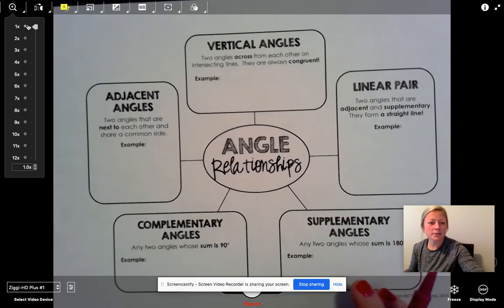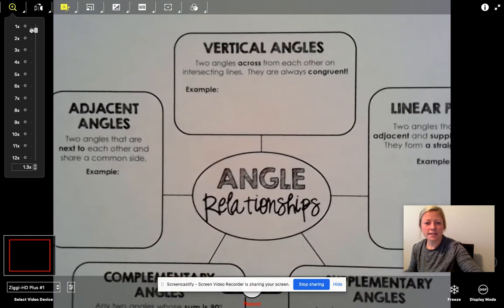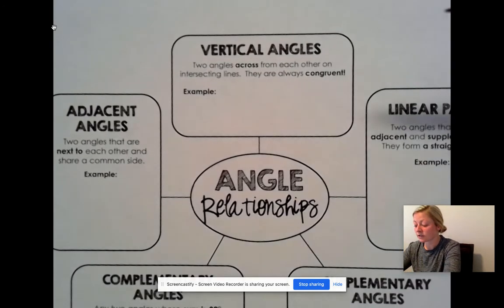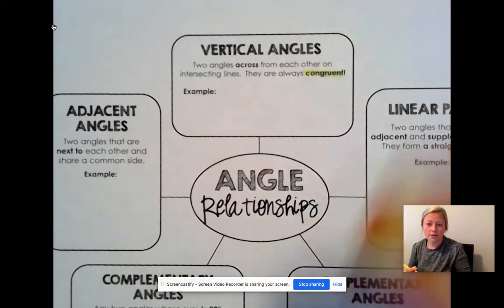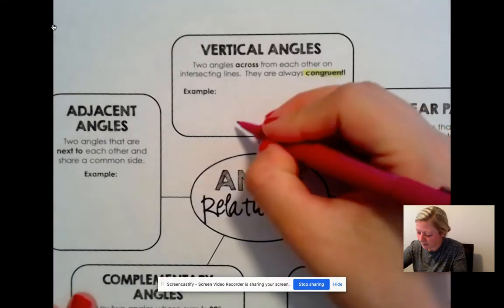I'm going to just zoom in just a tish. Okay, let's start with the vertical angles on the top. So vertical angles are two angles across from each other on intersecting lines, and they are always congruent. So let's first, will you guys highlight, underline the always congruent? So they're always the same measure. And let's see what they look like.